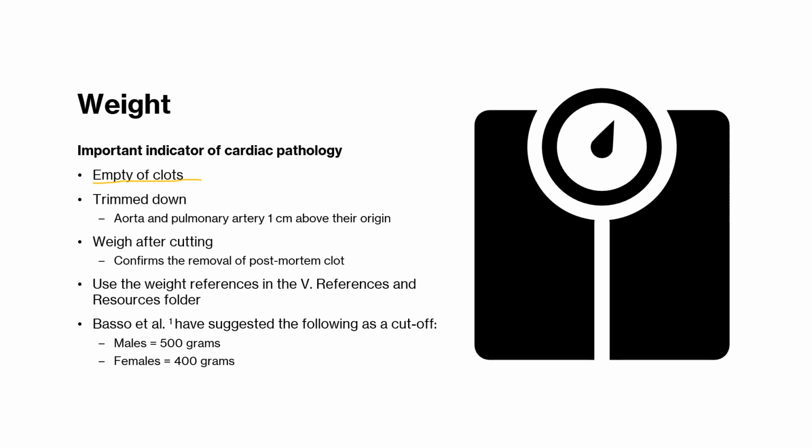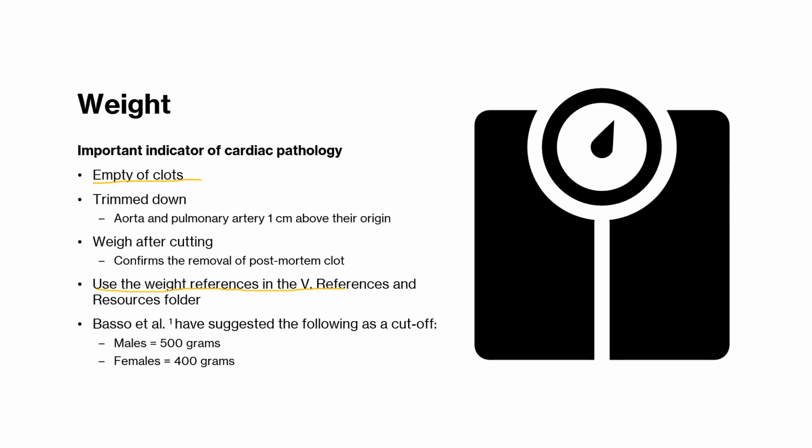When you're weighing the heart, either way, you want to make sure it's trimmed down. So we don't want a big, long strand of aorta or pulmonary artery. We want to make sure those are trimmed to about 1 centimeter above their takeoffs, so we don't have an excess skewed weight from additional tissues. So again, that concept of weighing after cutting, we're removing postmortem clots, so that adds to the accuracy of the true weight of the heart.